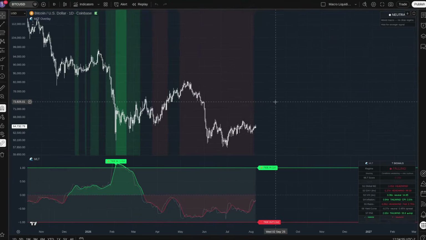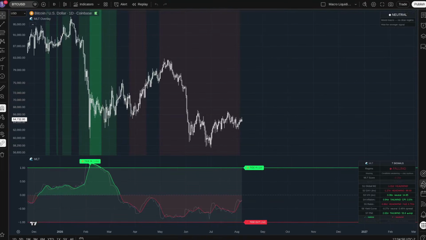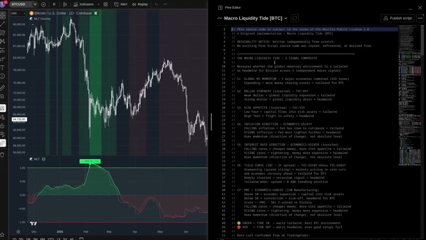Let me show you the data points it actually tracks. We're going to go down to the source code, and you can see right here, the first point, global M2 momentum. Second, the strength of the dollar. Third, risk appetite for major traders, inflation direction, interest rate direction, yield curve, PMI.